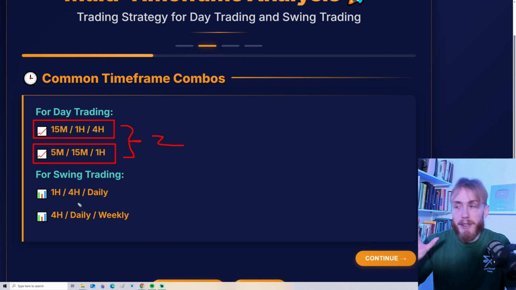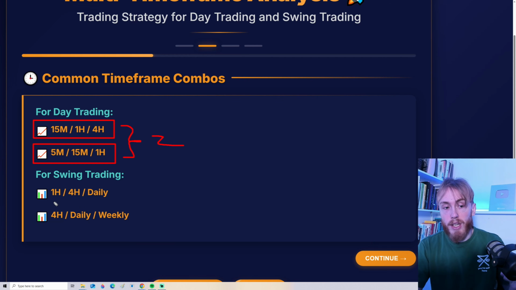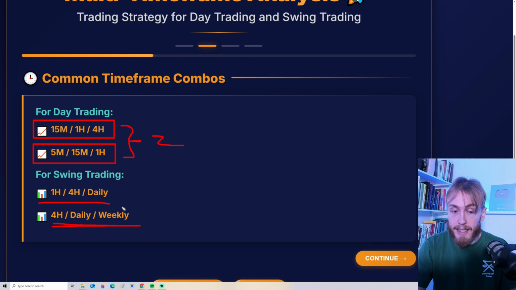Because for many traders, especially beginners, it can be hard to keep track of 3 time frames at the same time. But when you do that, you can get more precision as well. So if you have the time to practice, definitely consider 3. For swing trading, you can look out for this combination: 1 hour, 4 hour, and daily. This is a bit of a shorter term swing trading, but you can also do a 4-hour, daily, and weekly combination.